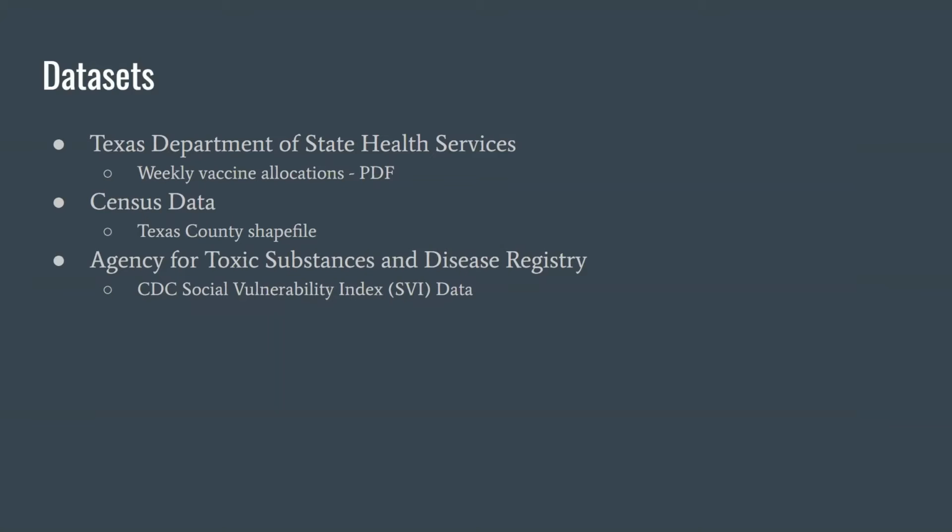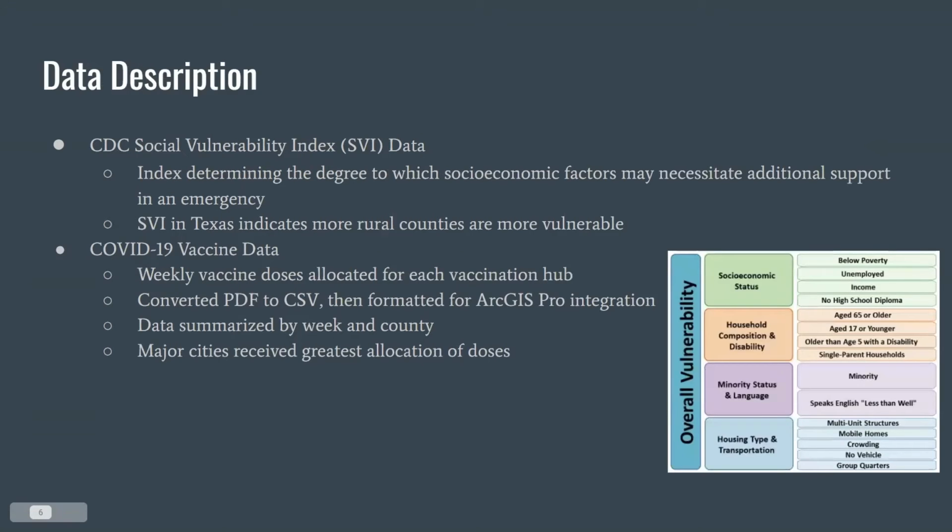So for our data, we chose to use census shapefiles for Texas County to get a baseline of information. We pulled the CDC's SVI as of 2018 and compiled that into our data. And then additionally, vaccine allocation from the Texas Health Department. Next slide, please. And basically, census gave us population and shapes of the counties.